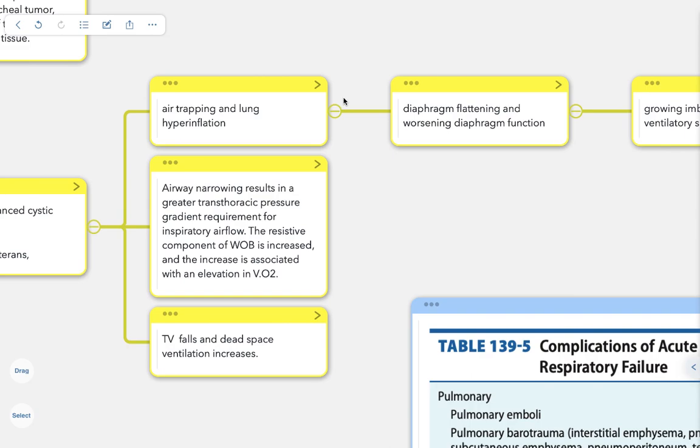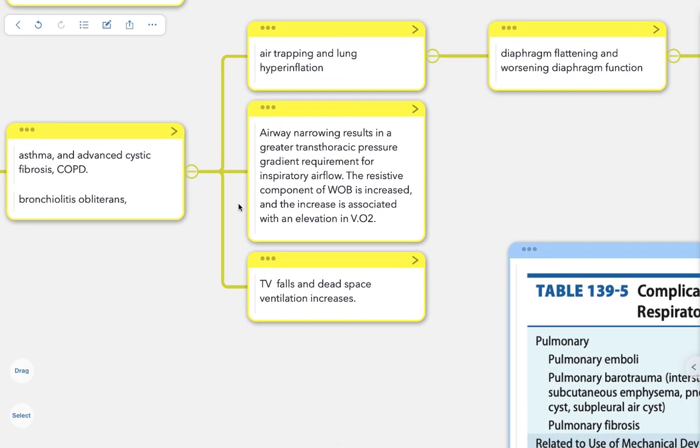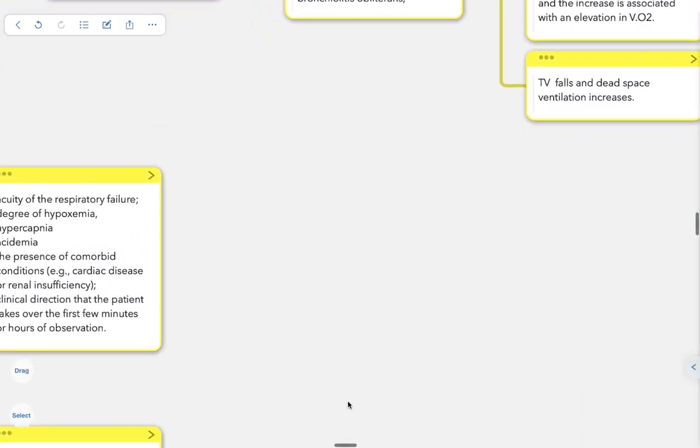Then, airway narrowing itself results in a greater transthoracic pressure. Whenever there is a greater transthoracic pressure gradient, so I'm sorry, airway narrowing leads to a decrease in the inspiratory flow, like we discussed by the Poiseuille's equation. This causes an increase in the resistive component of the work of breathing, right? And this leads to an increase in the VO2 again. And finally, due to all these problems, tidal volume falls and dead space rises. That is the VD by VT ratio we are talking about. That is also increased, and this leads to hypercapnia.